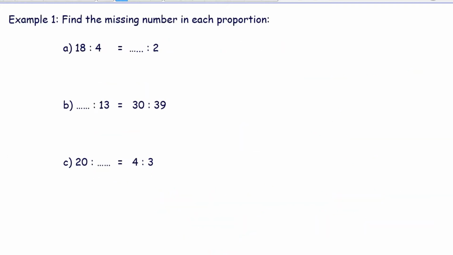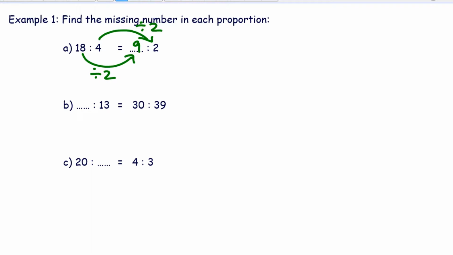Now I just want to look at some examples of proportions. Find the missing number in each proportion. We know that a proportion is a statement that states that two ratios are equal, which means these two ratios have to be equal. So just by inspection, you can actually find the missing number. We know that to move from 4 to 2, you divide by 2. So for me to move from here to here, I'll divide by 2 as well. And I know that 18 divided by 2 will be 9. So that will just be 9.